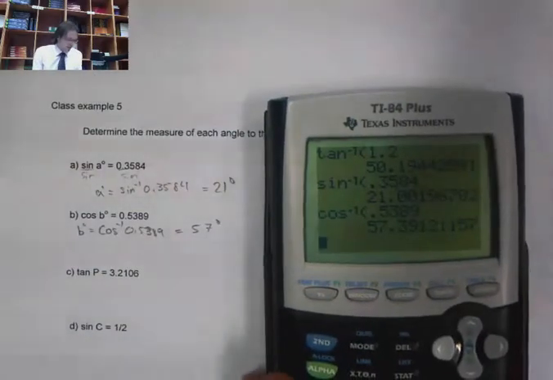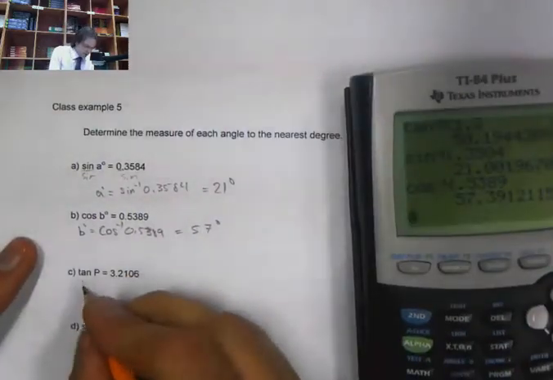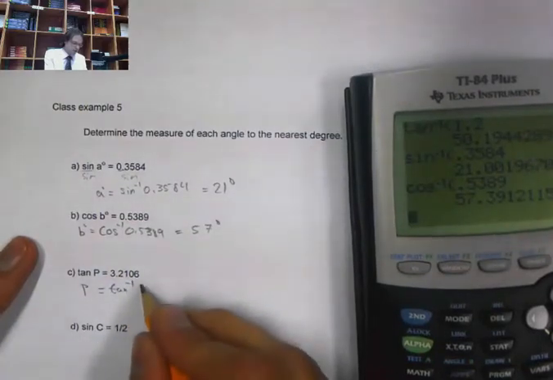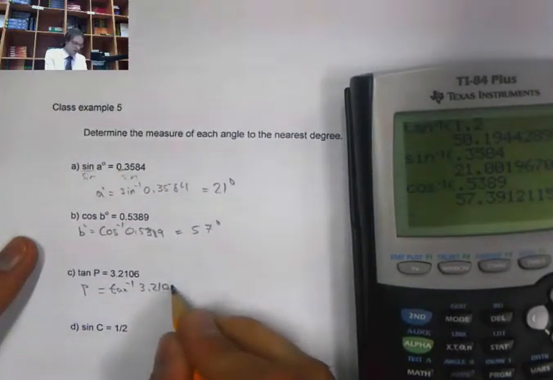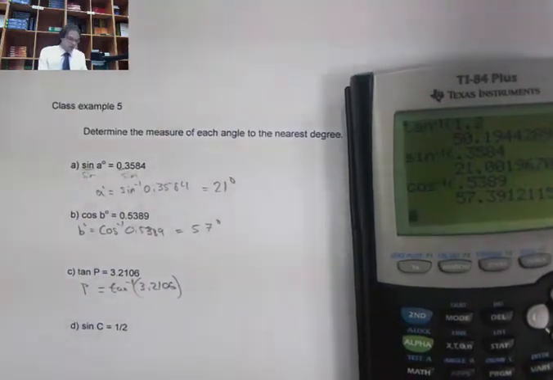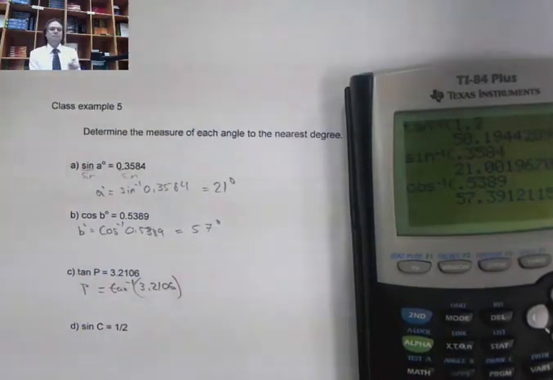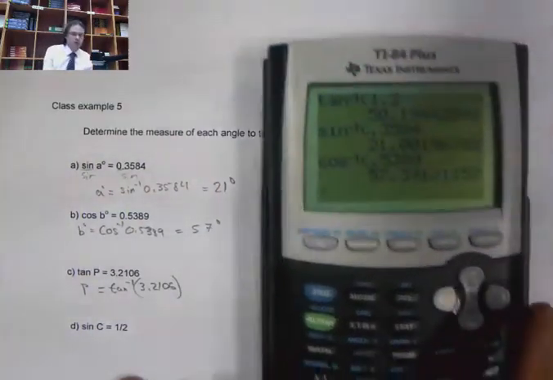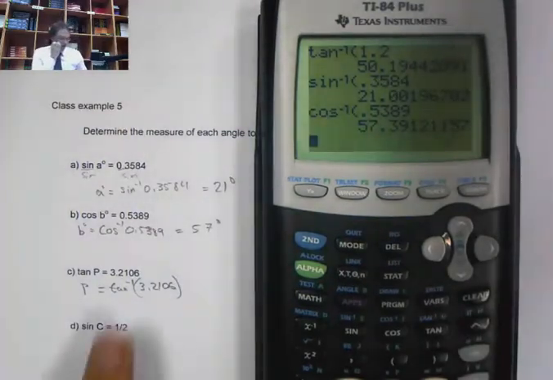Now we want tan. So we want P. So angle P is equal to tan -1 of 3.2106. Notice tan is the only one where the ratio could be bigger than 1, because we could actually have my opposite being bigger than my adjacent. But when we're looking at sine and cosine, our opposite or adjacent cannot be bigger than the hypotenuse, because the hypotenuse is the longest one. So those are all going to be less than 1. But this one could be bigger.